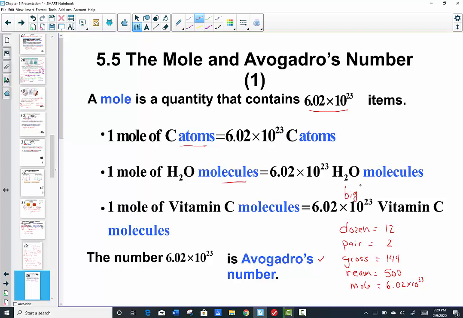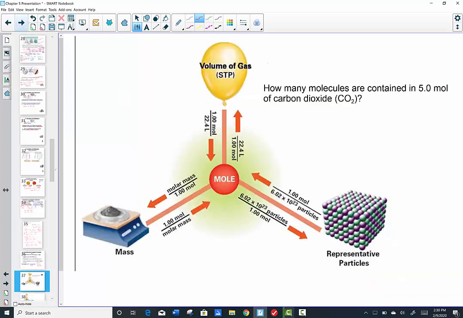It's just a number, 6.02 times 10 to the 23rd, and it is a really big number because atoms are so small. This is known as Avogadro's number, named for an Italian chemist in honor of his work in deriving this number. It was never counted, but it was derived.